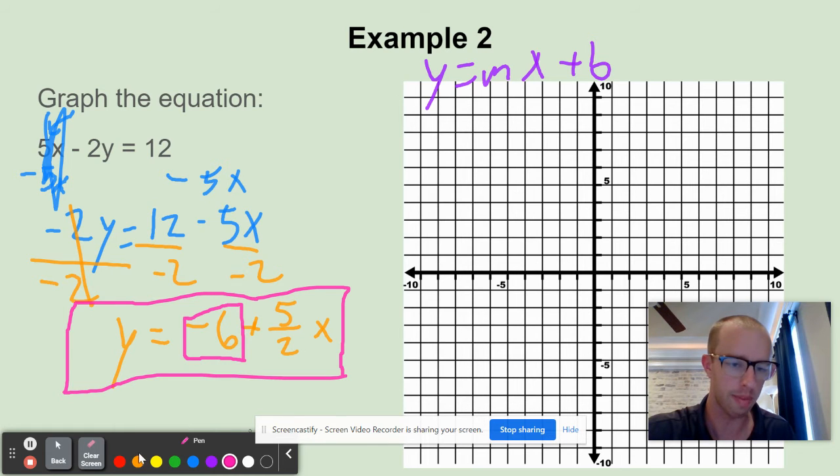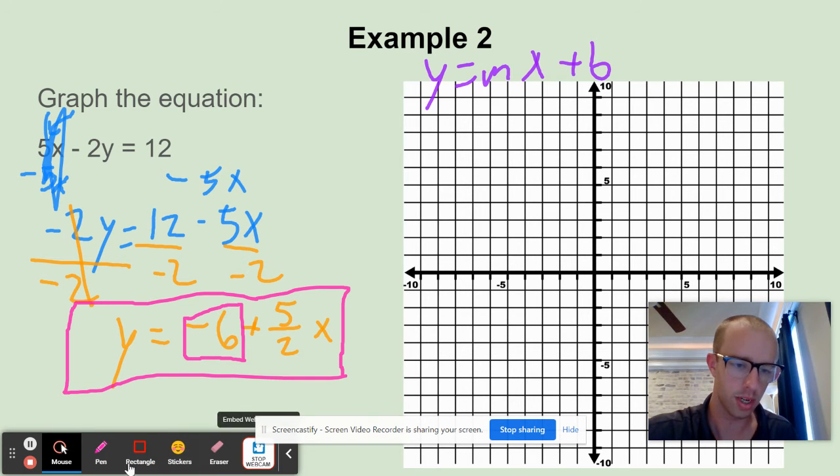I keep forgetting I don't have a back button. Why don't they have a back button? They really should have a back button on this. Sorry, that's throwing me off.